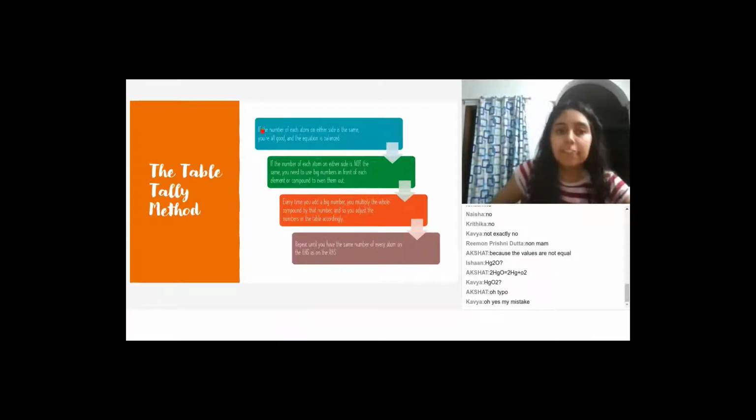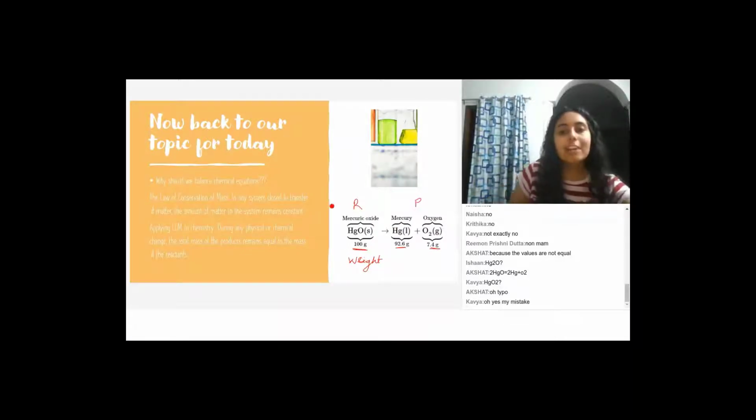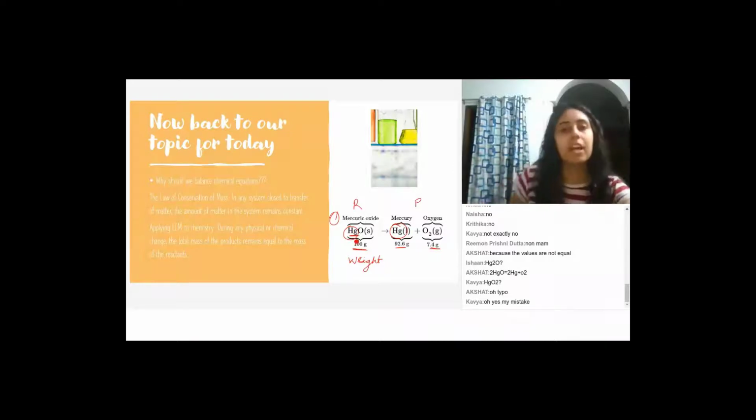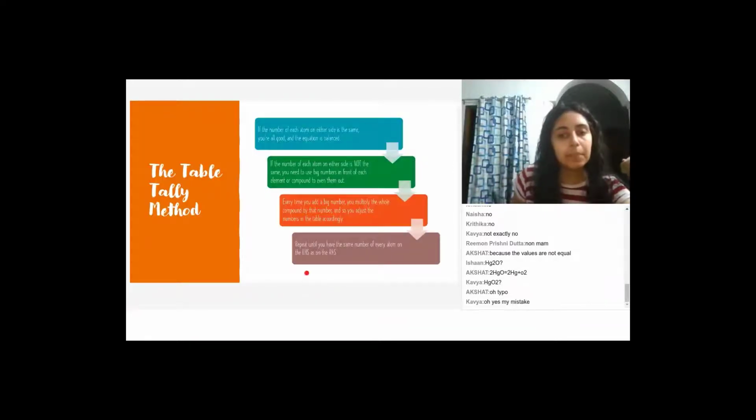So basically, if the number of each atom on either side is the same, you're good and the equation is balanced. So what you're first going to do, if you look at the left hand side of this equation, let me look at mercuric oxide. Mercury on the left hand side, I have one atom. On the right hand side, I have one atom of mercury as well. So both sides I have one atom of mercury, so I don't have to worry about that. Everything is fine. So let's go back to our method.